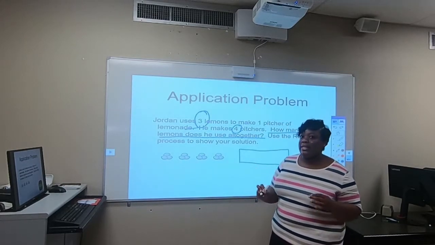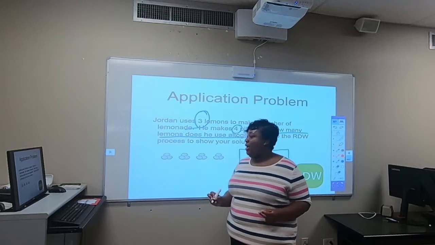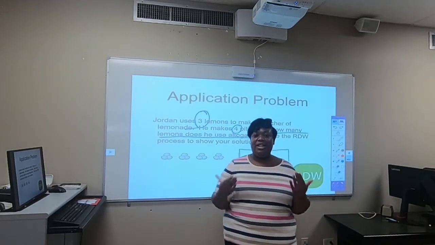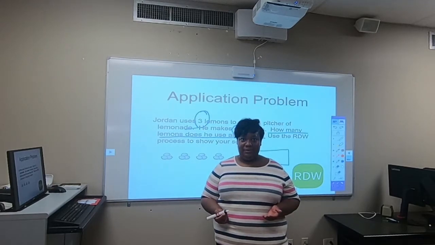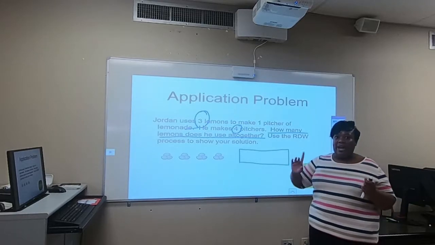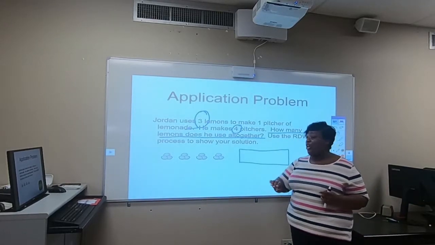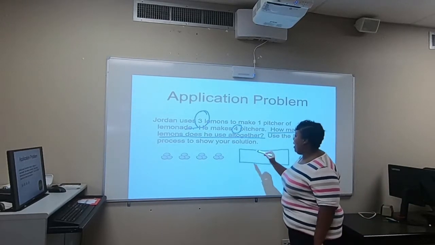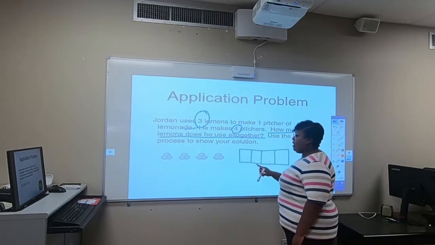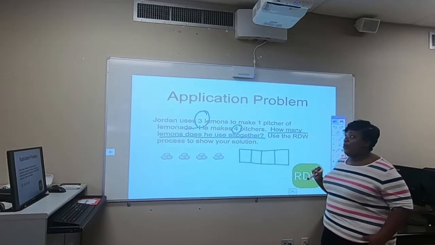Now, let's think about what we have here. I need to know how many groups I have. Well, how many pitchers of lemonade did he have? He had four. Now, to make four groups, I always want to make one less line. So for four groups, I'm going to make three lines, okay? One, two, three. So these four groups represent my four pitchers.